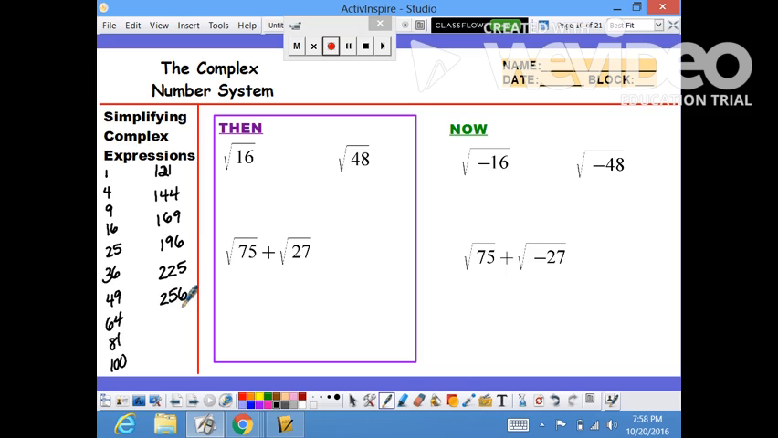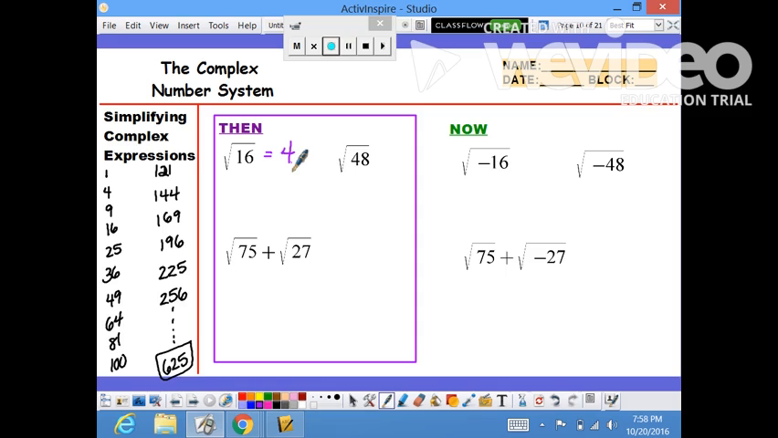Okay, and you can continue. I do urge you to go all the way down to 625. That's 25 times 25. So we're trying to find the square root of 16. Well, first and foremost, you know that the square root of 16 is 4, because that's a perfect square. So we lucked out with that.